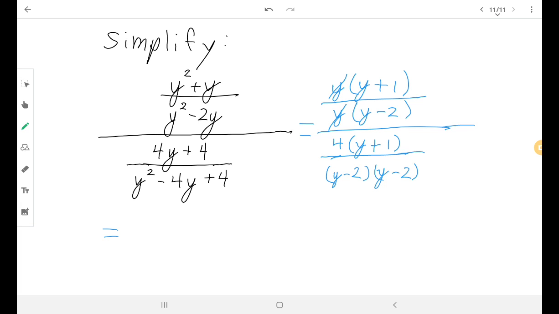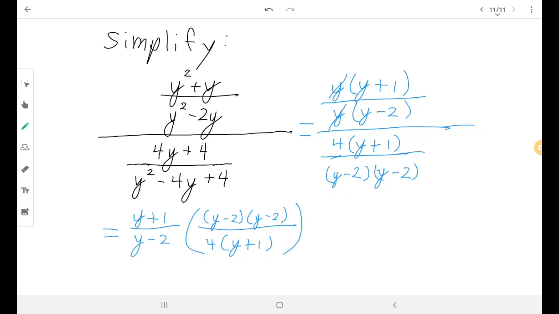So it's going to be y plus 1 over y minus 2 times, and then flip here, y minus 2 times y minus 2, all of that over 4 times y plus 1. And then the y plus 1's cancel. This y minus 2 cancels one of those y minus 2's, and I'm left with a y minus 2 on the top and a 4 on the bottom, and that's all that's left. So that is my answer.